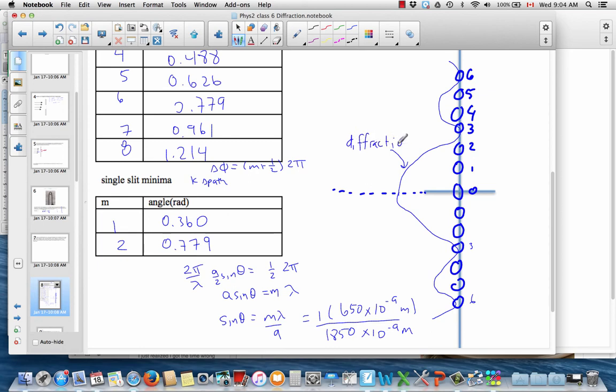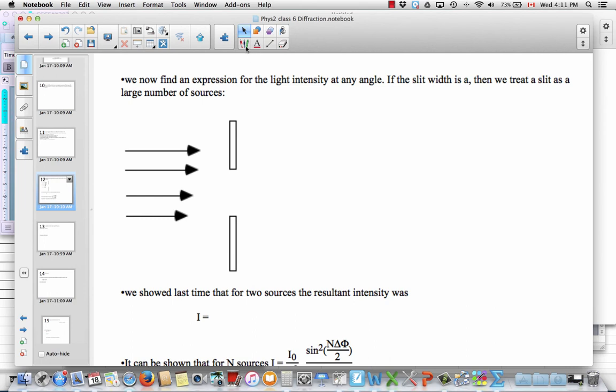Diffraction intensity. Okay, so that's what happens to the light intensity due to the interference within the slit itself, single slit interference. So now let's find an expression for the light intensity in this pattern.